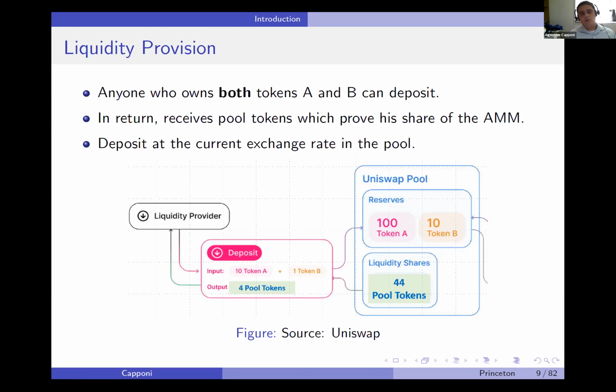So that means that when I want to leave this pool, I want to take my tokens out, what I have to show is this certificate that I am holding 1/11 of the entire pool, and I will get my tokens, my share of the tokens. So if the tokens have appreciated in value, then of course I'm making a gain. Otherwise, I will be losing.